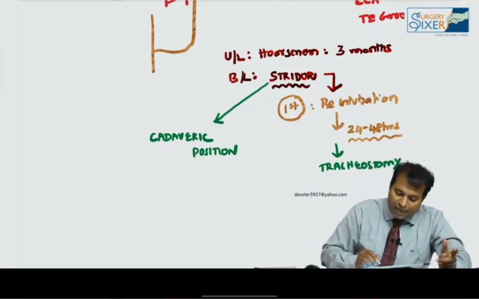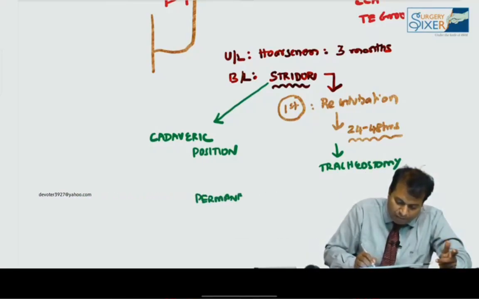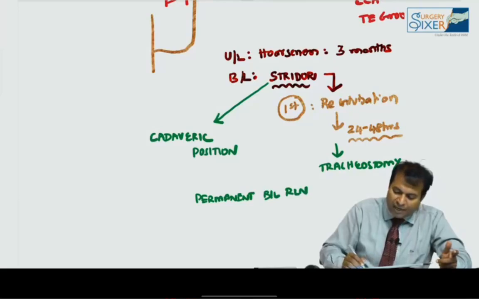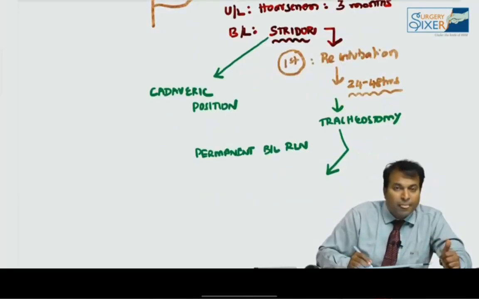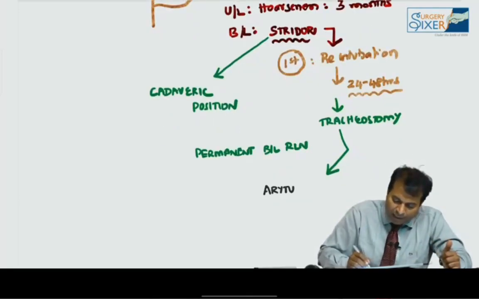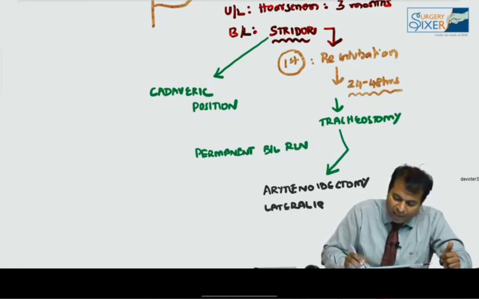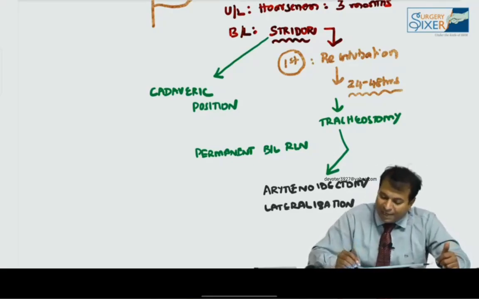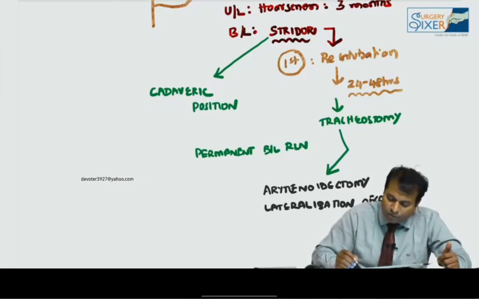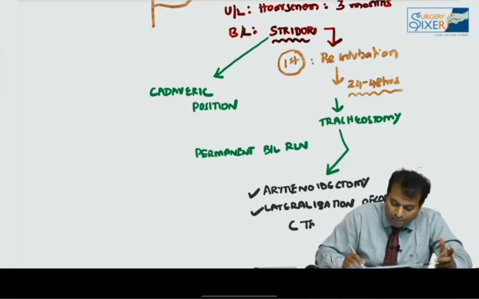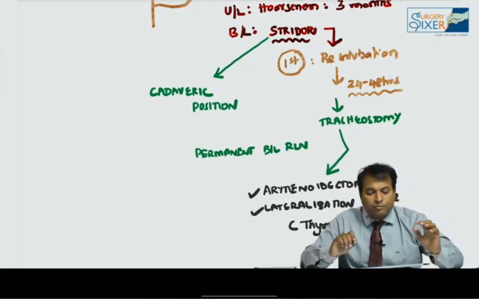If it is not coming back, and it is permanent damage of the bilateral recurrent laryngeal nerve, what will you do? We have to advise them to undergo arytenoidectomy or lateralization of the cord. These are procedures you will read in ENT. What will you do for bilateral vocal cord paralysis? Lateralization of the cord or arytenoidectomy will be done. These are all types of thyroplasty, which you will be reading in ENT.